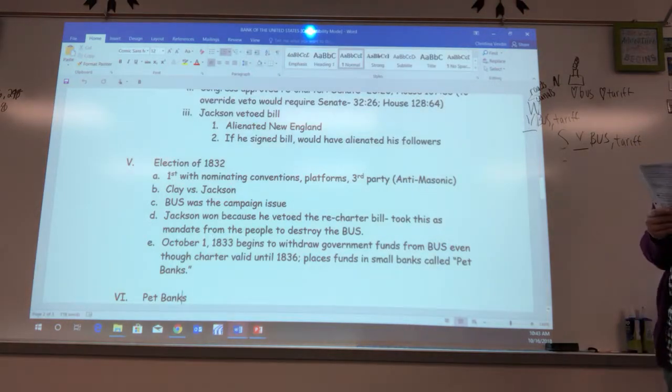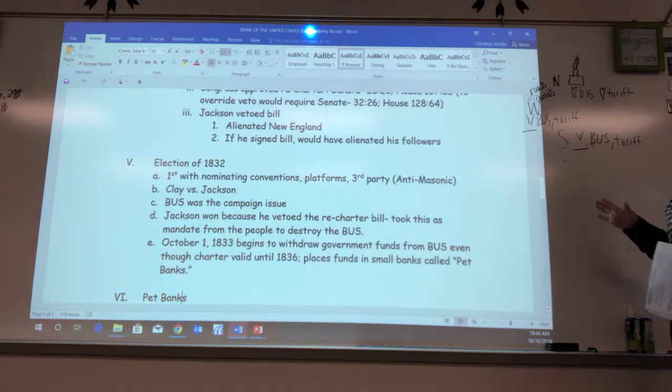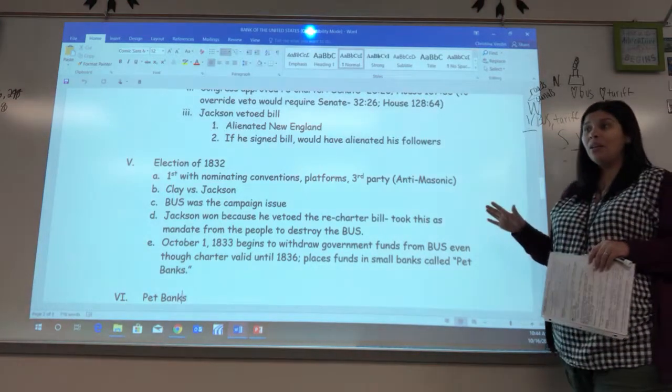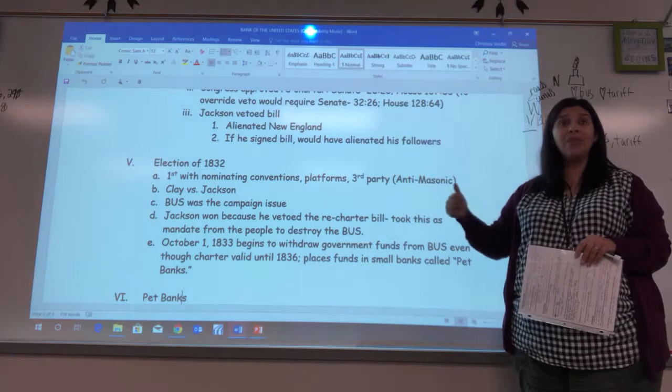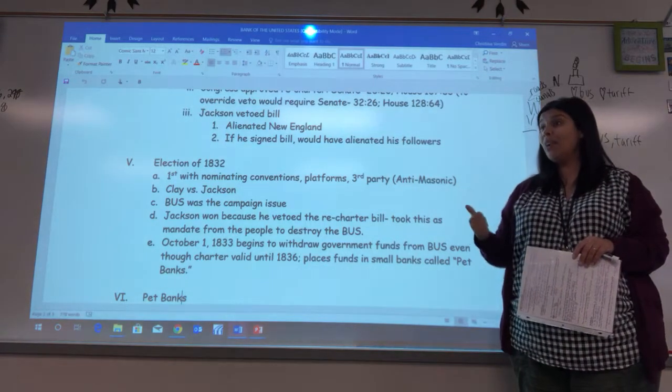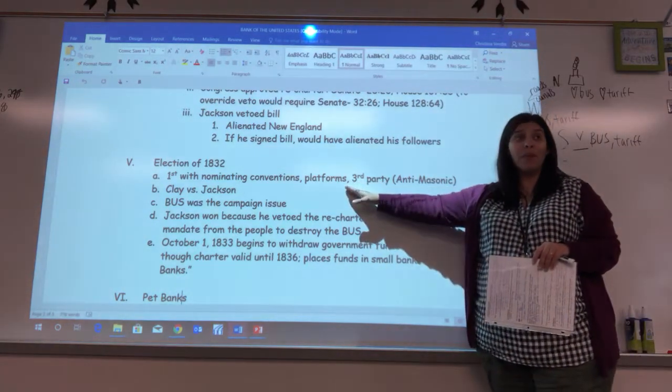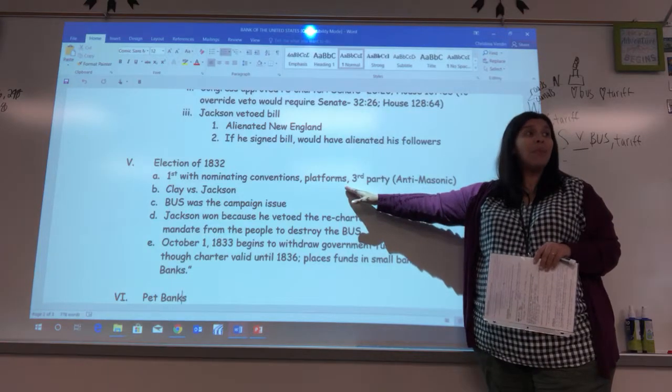The common people. Okay, so they're also going to come up with platforms. I don't know if you know what platforms are, but these are their stances, right? So we're going to see this with Ted Cruz and Beto O'Rourke tonight, right? They're having a town hall meeting where they're talking about their platforms.